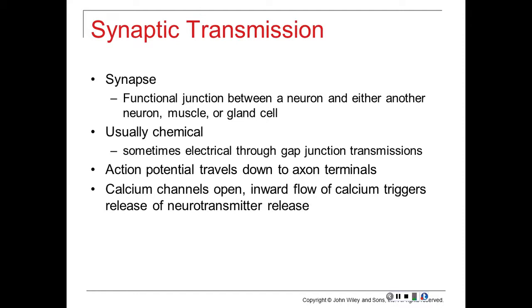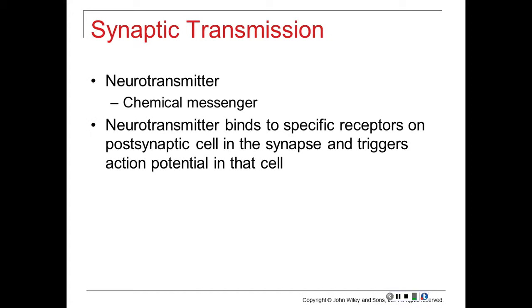Action potentials always travel down to the axon terminals. Remember, the axon is carrying that action potential away from the cell membrane. When it does, calcium channels open, and that inward flux of calcium is going to trigger the outflux of the neurotransmitter. The neurotransmitter is a chemical messenger. In our neuromuscular junction, we were looking at the neurotransmitter acetylcholine. Neurotransmitters will bind to specific receptors on a postsynaptic cell, and that's going to trigger the action potential, or opening of sodium channels, in that cell.